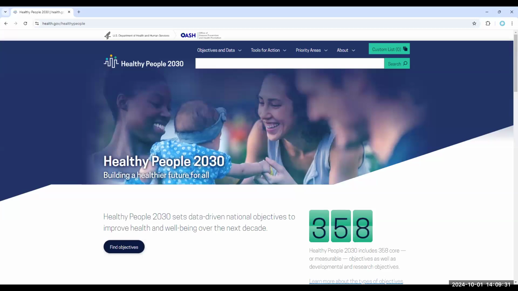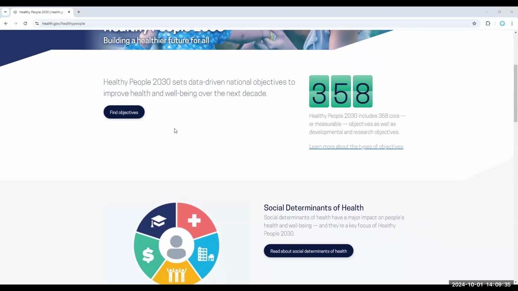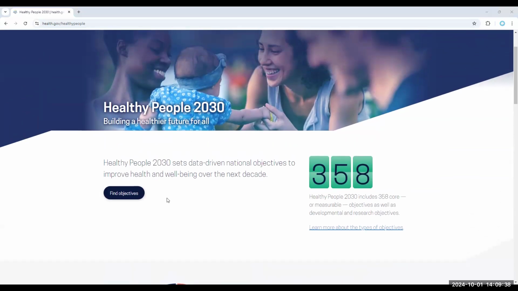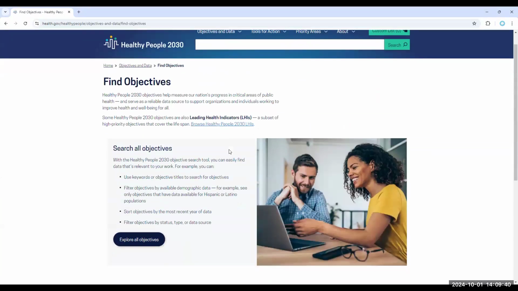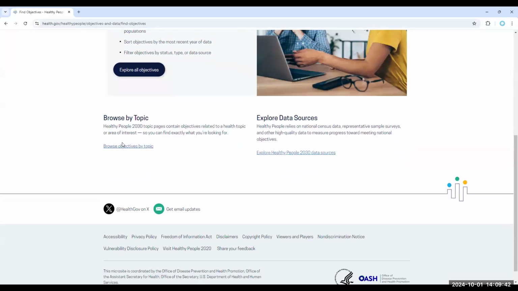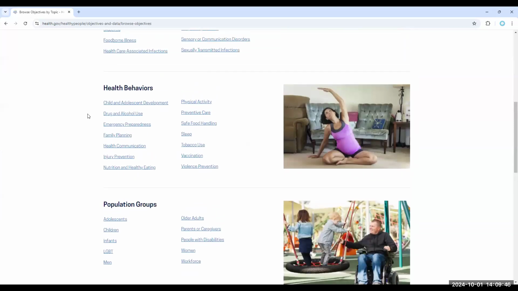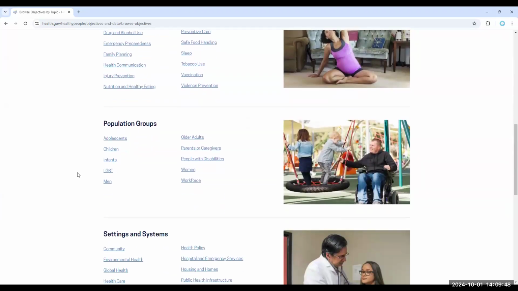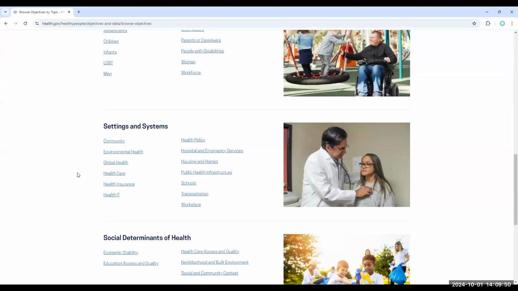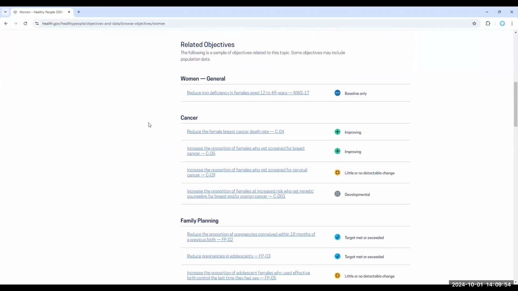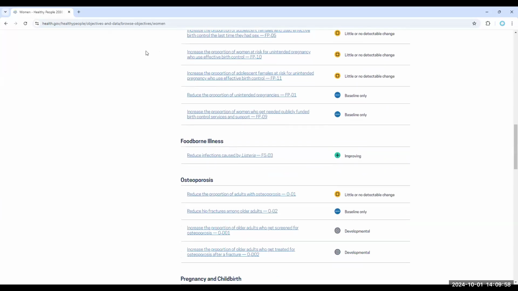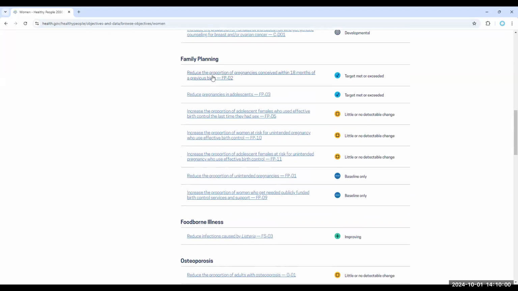Right, so this is one of the behavioral change target goals that you can see. This is the Healthy People 2030 objectives, the objectives by topic, and each one of these has its own objectives in general, okay? And you can kind of see, so let's say, what are the objectives for women?